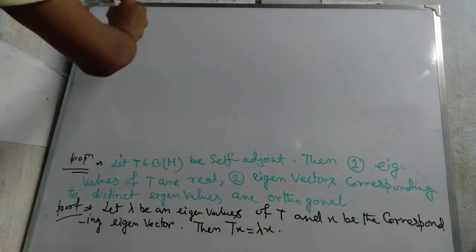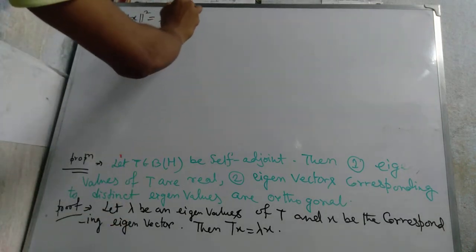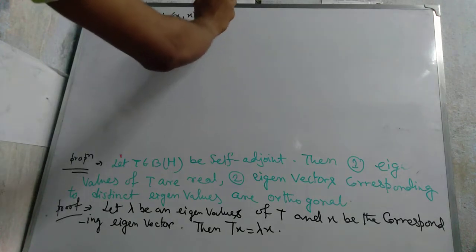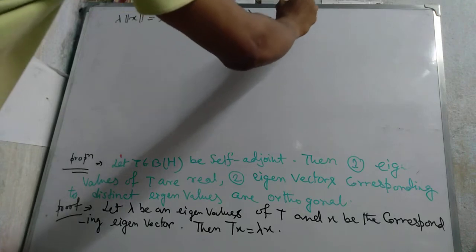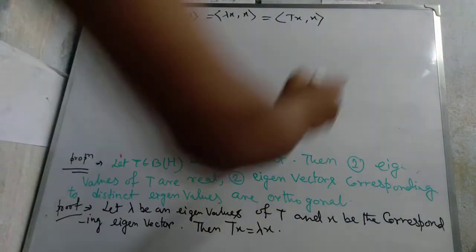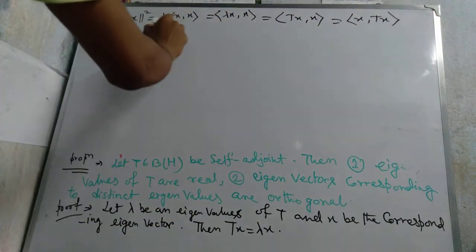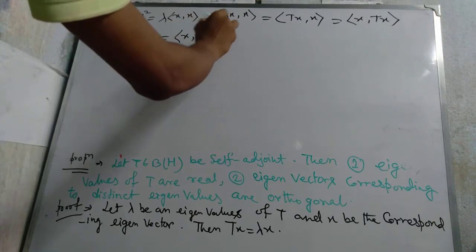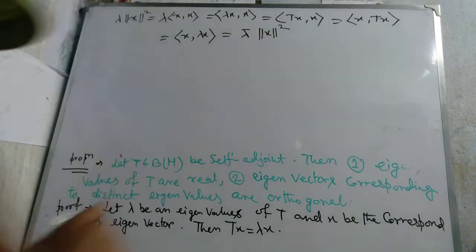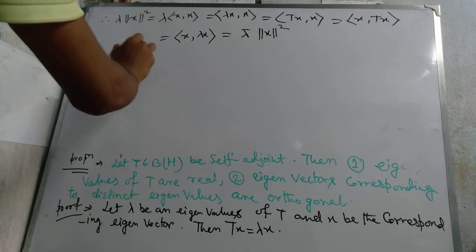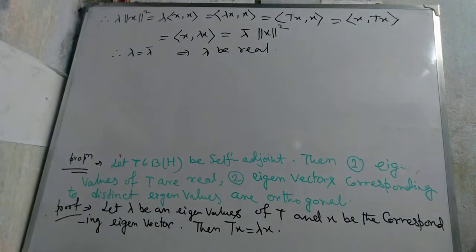Now lambda norm of x square equals lambda inner product of x with x, equals inner product of lambda x with x, equals inner product of Tx with x, equals inner product of x with Tx, since T is self-adjoint, equals inner product of x with lambda x, equals lambda conjugate norm of x square. So lambda equals lambda conjugate, and this implies lambda is real.